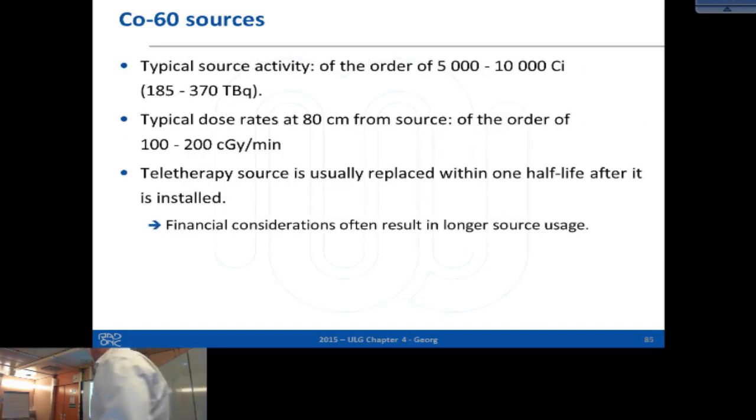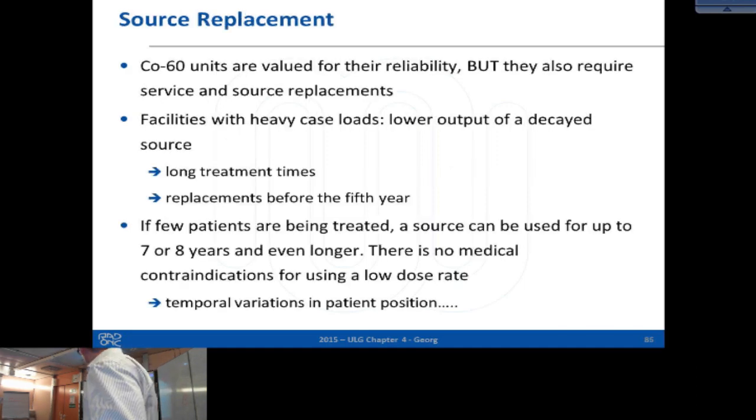Yeah, typical dose rates are also several grays per minute, but it depends on the activity, and the activity also has some impact on the price that you have to pay for a source. Source replacement after one half-life. I've mentioned that already. If the unit is not used a lot, one could also accept longer half-lives. And cobalt sources are also used in this neurosurgery device called Gamma Knife. I will come back to that when we're talking about advanced and precision radiotherapy techniques.